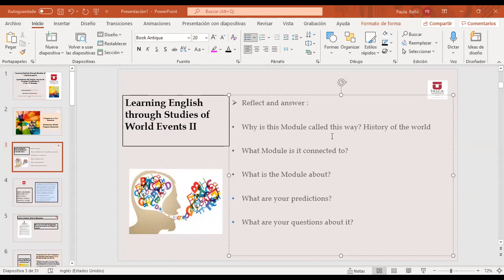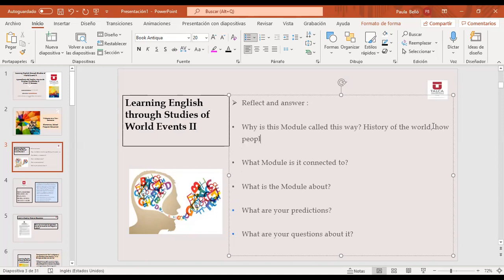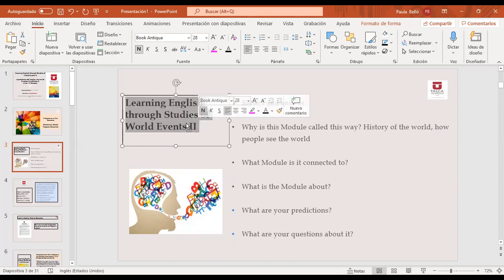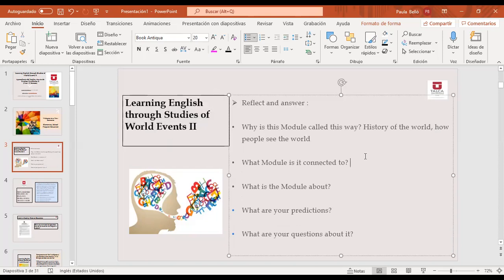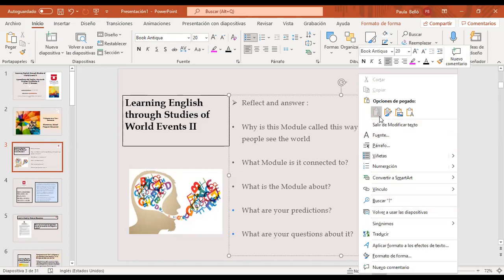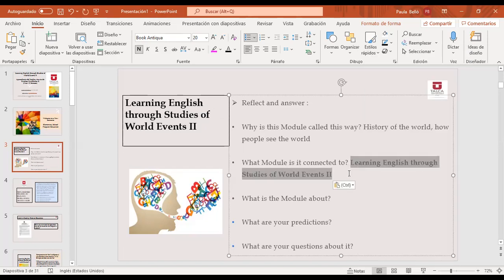We will be connected to how people see the world, and also how you, who are citizens of this world today, see the events that are happening around us. World events. Yes, exactly. This is the world and the events in the world. This is connected to Learning English Through World Events 1. And to which other modules do you think it is connected to? ¿Qué otro patrón? Which other pattern can you see?